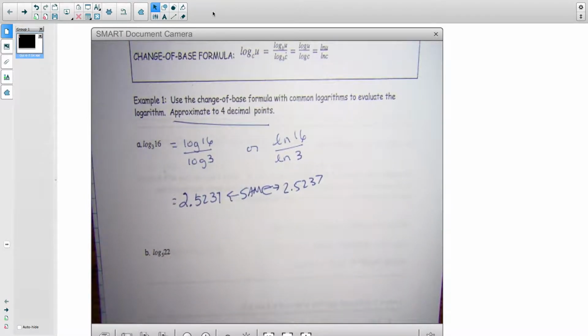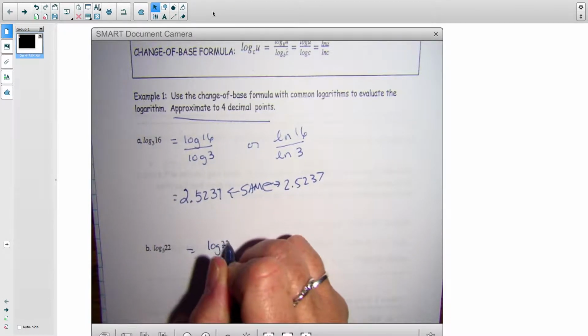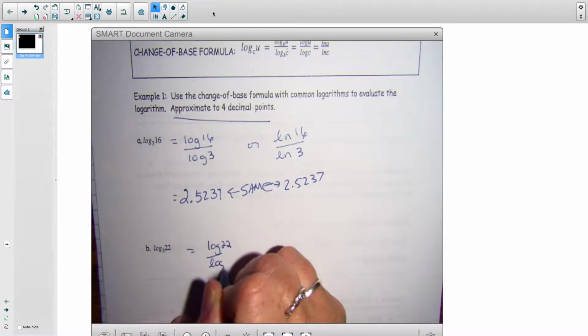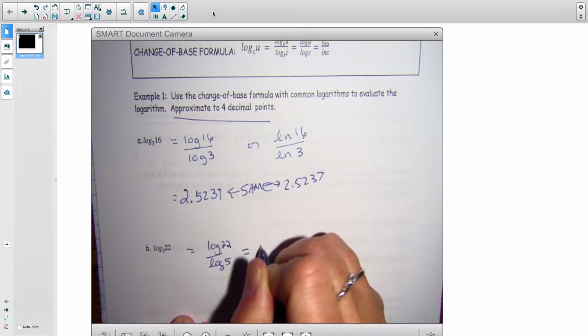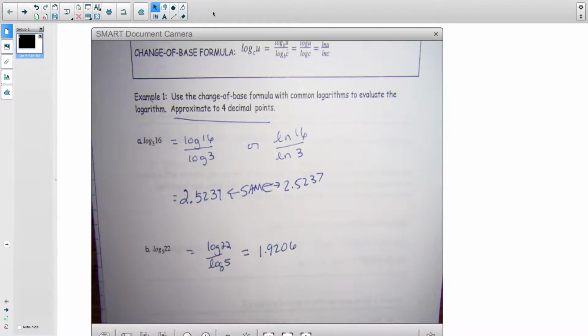All right, and then log base 5 of 22 is log of 22 over the log of 5. And you should get 1.9206.